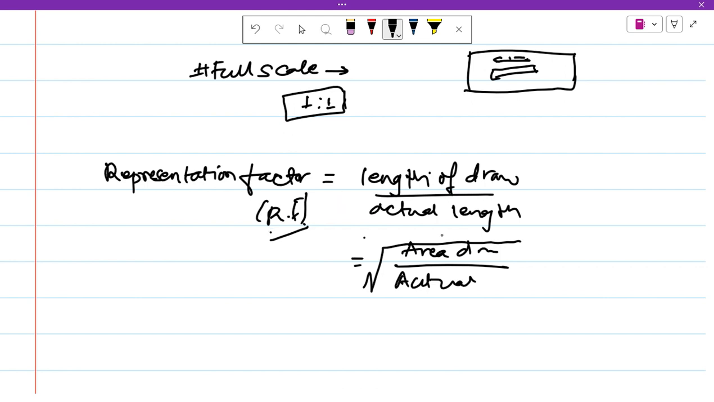Okay, representation factor. So I think this is all for today. We'll continue with the types of line and types of projection tomorrow.